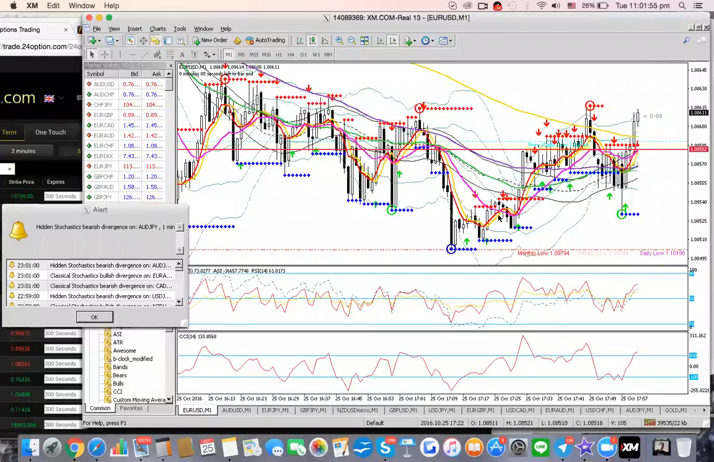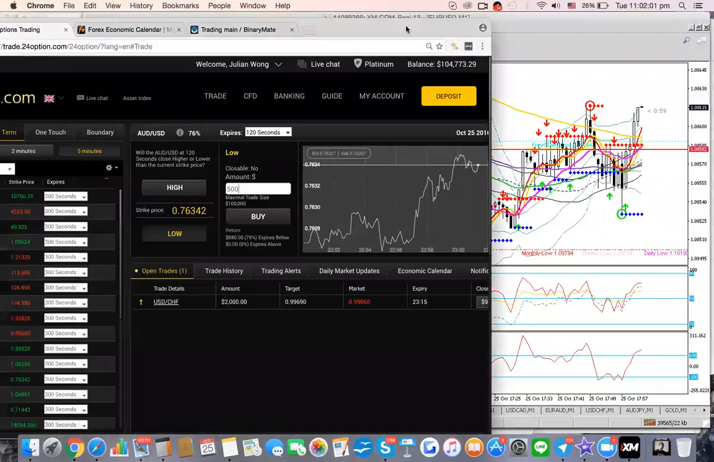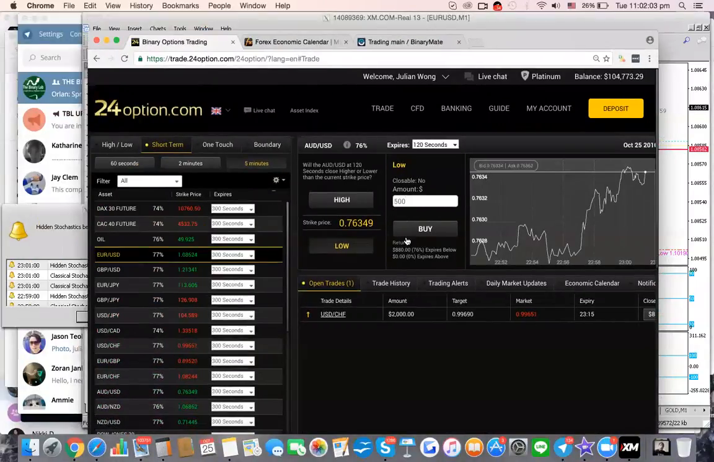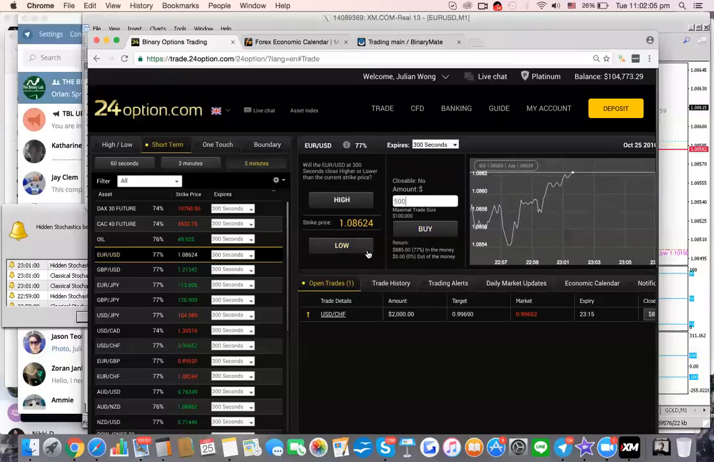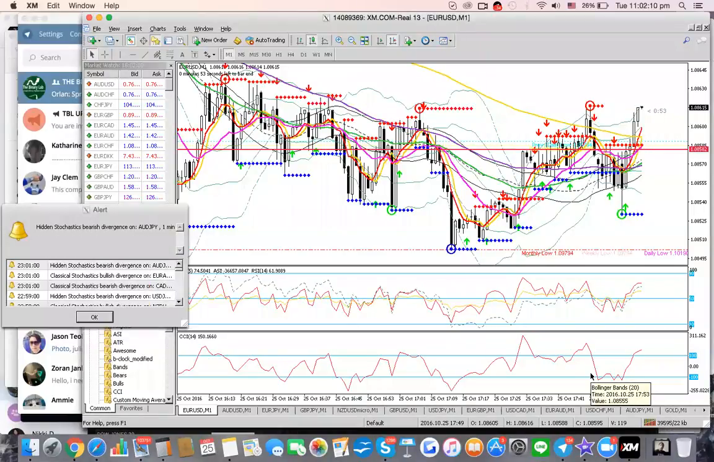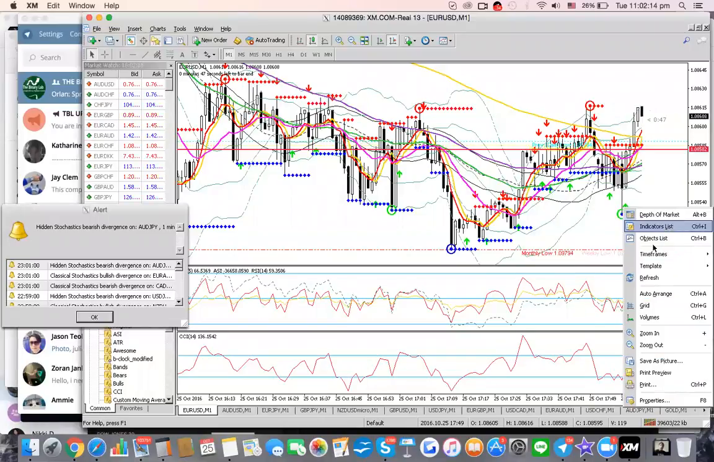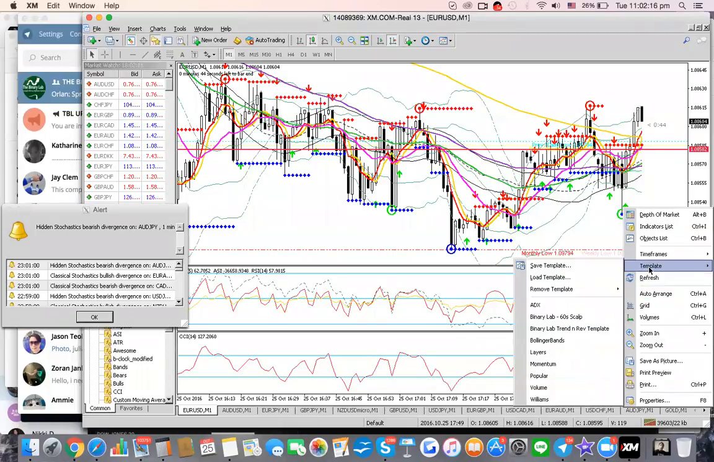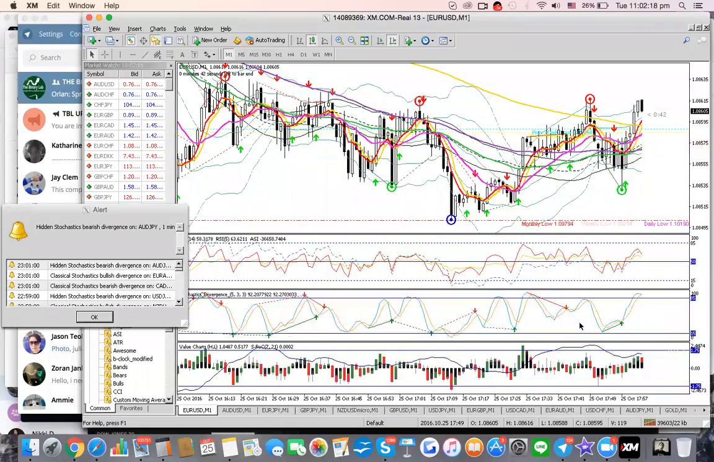Euro USD instead. Euro USD. Previous high. Oh, beautiful. 5 minutes put Euro USD. Watch the volatility, guys. Volatility is a little bit strange.